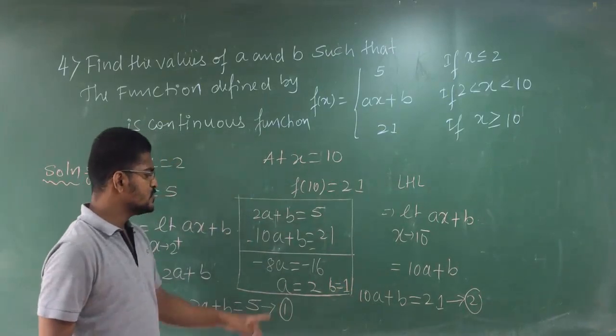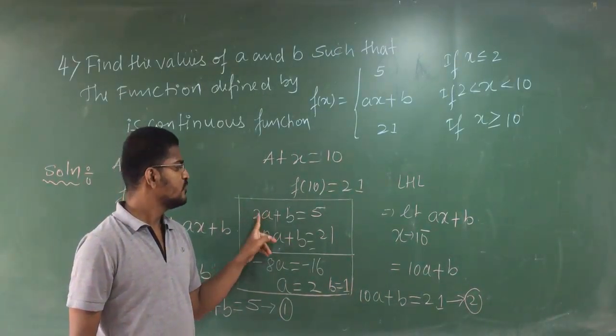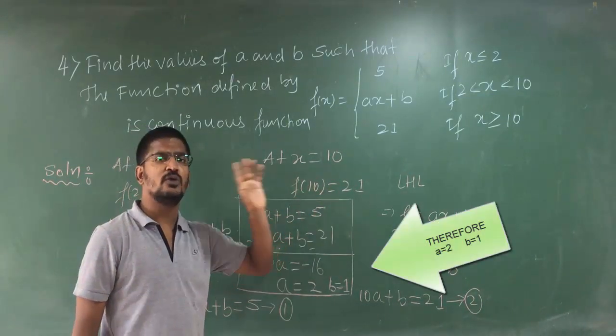Clear, students? So put a equal to 2 in this first equation. 2 into 2 equal to 4. So if you bring 4 to this side, 5 minus 4 will be equal to 1.